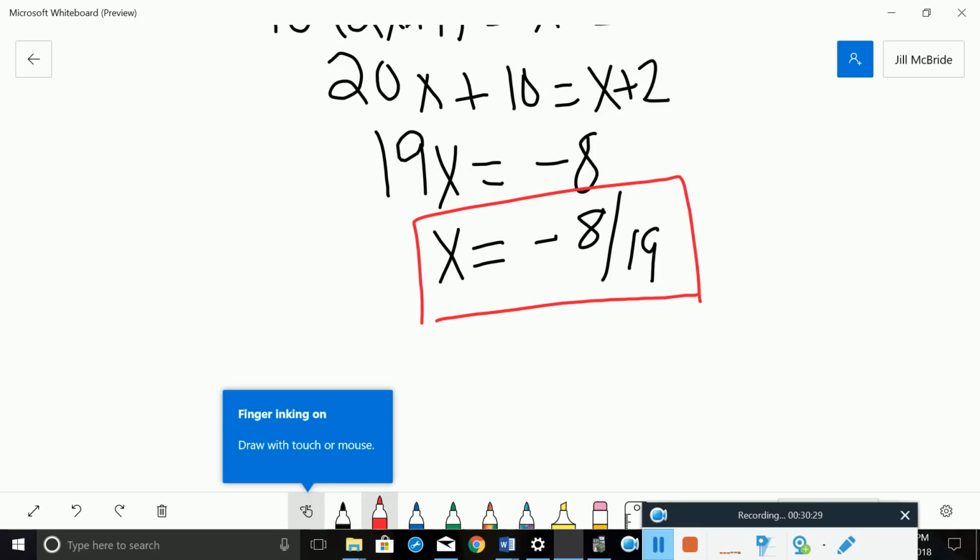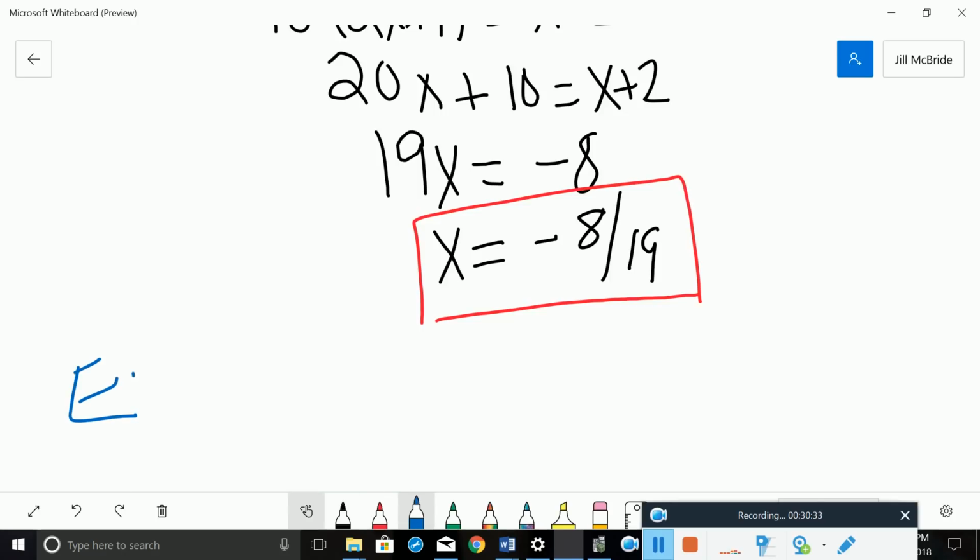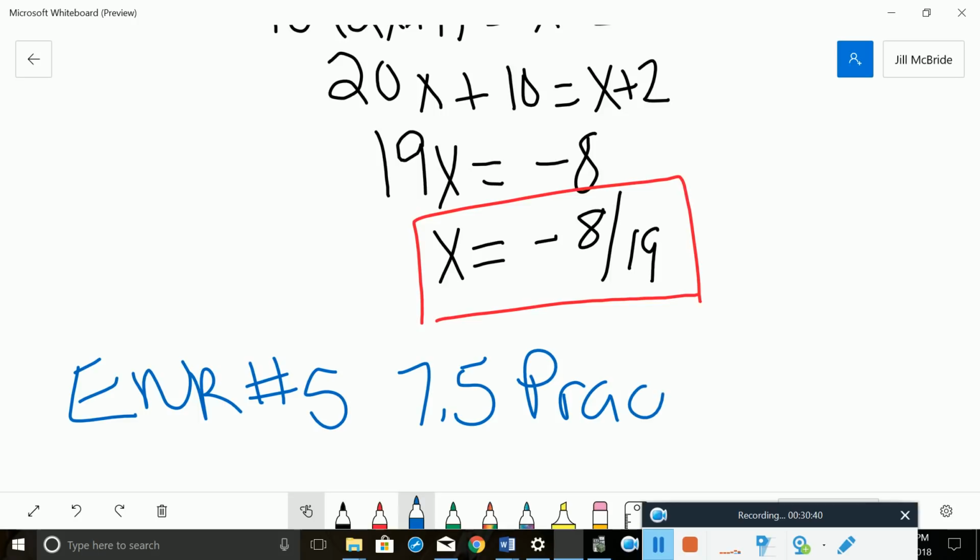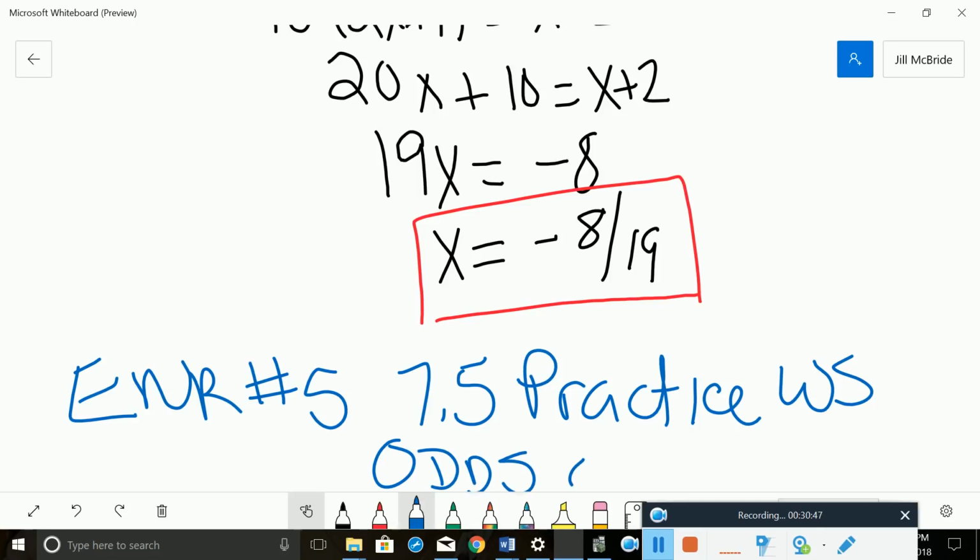What you are going to work on now in class is enrichment number 5, which is the 7.5 practice worksheet. Okay, I believe I put on there to do odds only. Your sub should have the answer key so you can check your answers as you go. You also have an EOL for tonight. So good luck, and I will see you guys on Wednesday.